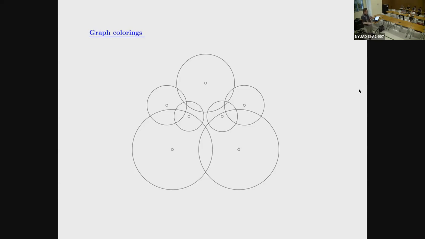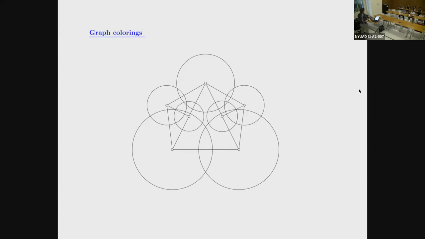But if you don't overlap, you can reuse the same frequency. So the question is, how many frequencies do I need? The minimum number of frequencies I need, so that if two stations overlap, they don't use the same one. Mathematically, that's the same question as: we have a graph with vertices, and we connect them by an edge if they overlap. That's also called vertex coloring. What is the minimum number of colors you need to color the vertices? It's called the chromatic number of a graph.